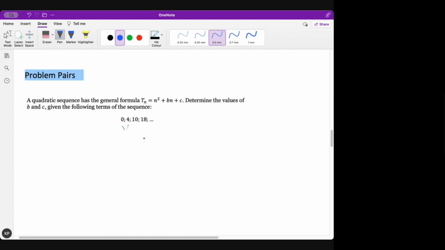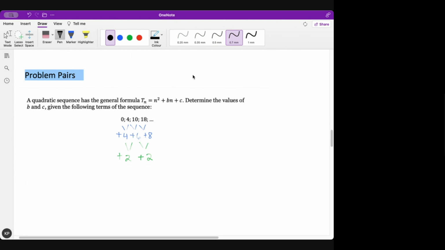0 to 4, what is my difference? A positive 4, so I'm going to write plus 4 here. 4 to 10, what is my difference? 6, and finally 10 to 18. That would be 8. Great. So what is my second difference? I'm pretty sure you guys can see it already. Positive 2.